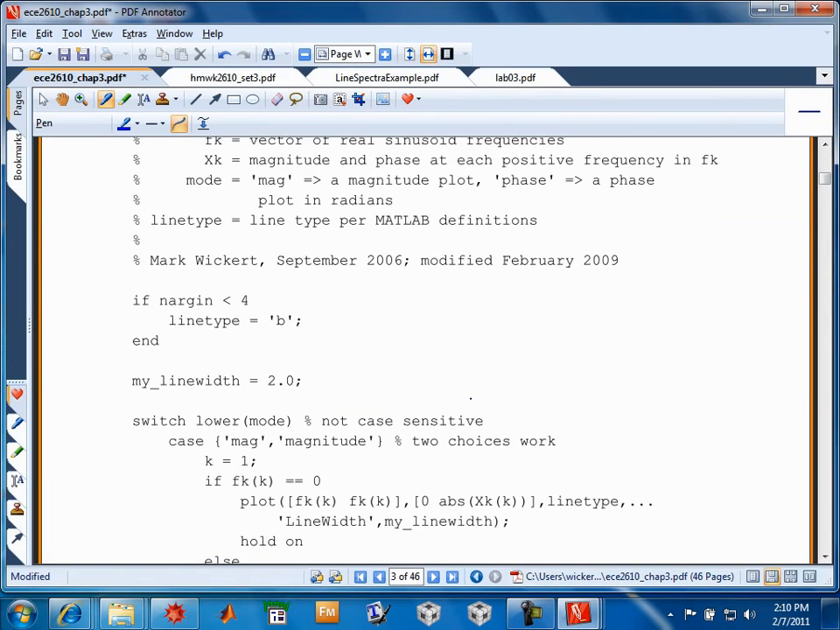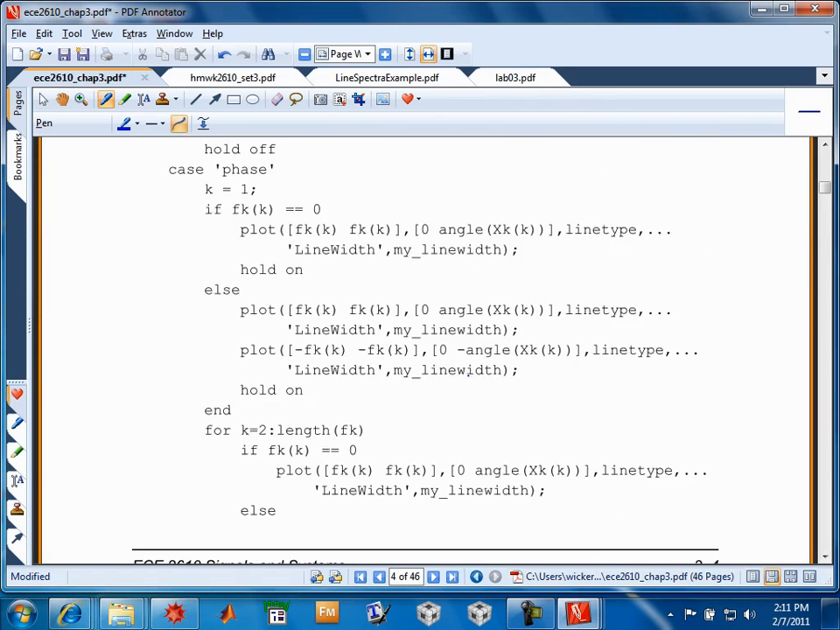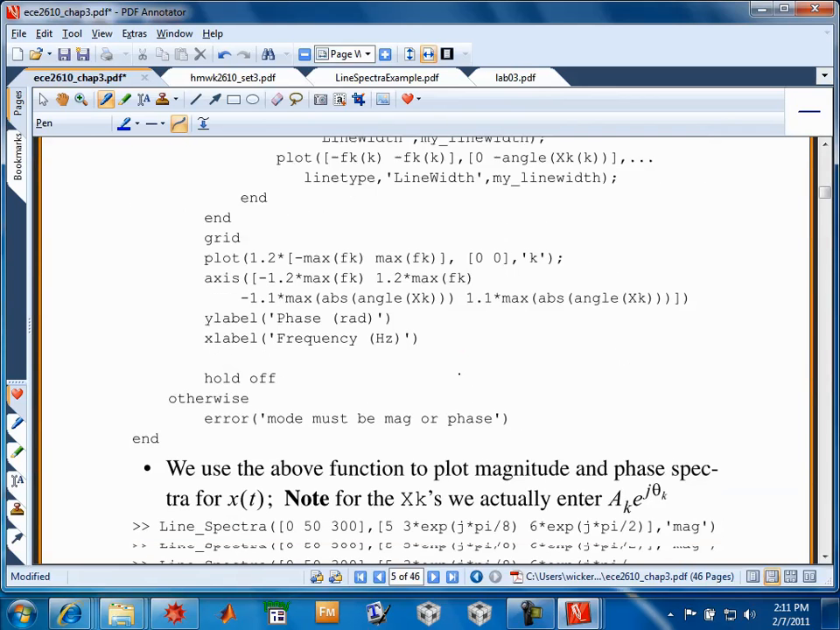So without listing all that stuff or spending time on the details, you can study how the function was created as an example of function writing in MATLAB. But I used it just to create pictures.